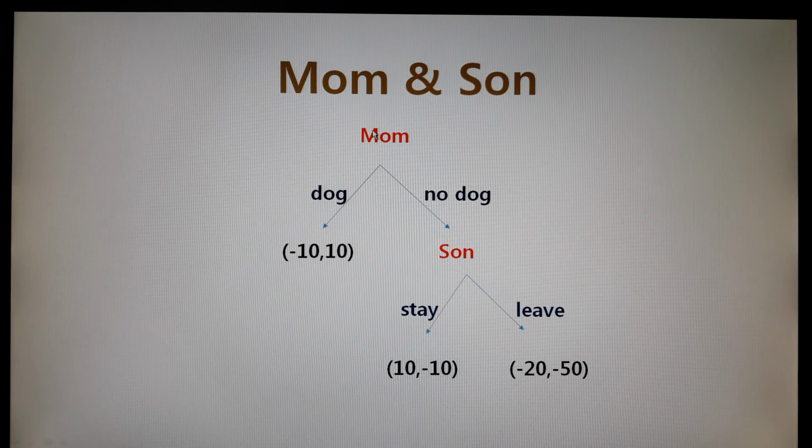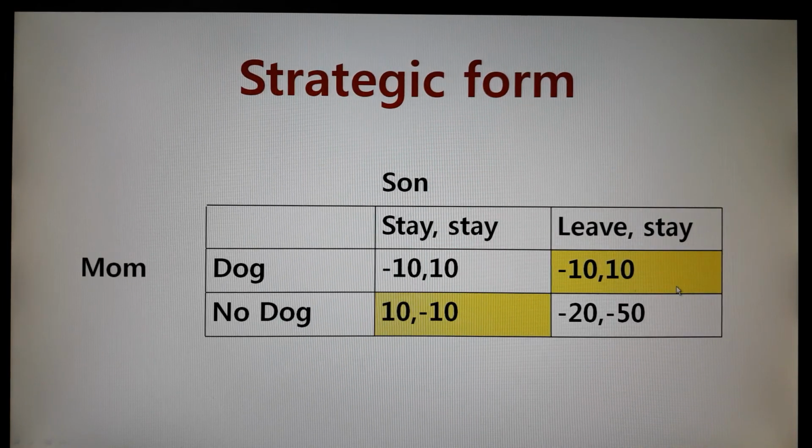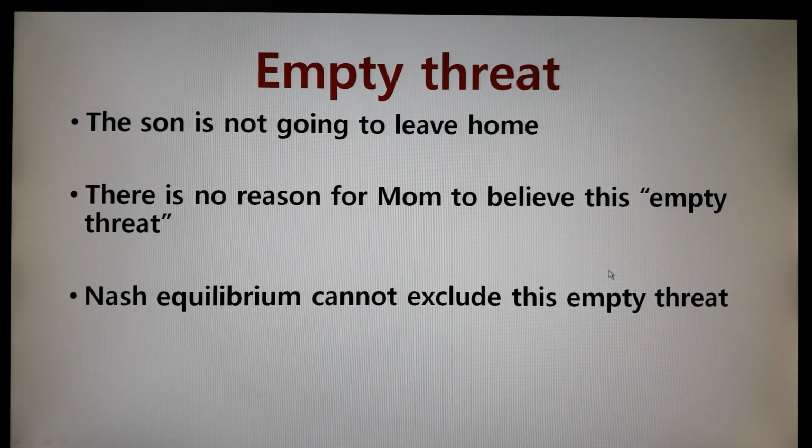On the other hand, mom says she believes that son is leaving, so if I do not buy him a dog, it's negative 20. If I buy him a dog, negative 10, so I'll buy him a dog. From son's point of view, whether he stays or leaves, he will get 10 because mom has purchased the dog. Whatever the son says, leaving, staying, doesn't matter because he has a dog and he doesn't have to leave. So Nash equilibrium, by definition, cannot avoid this empty threat. That is one of the shortcomings of Nash equilibrium.